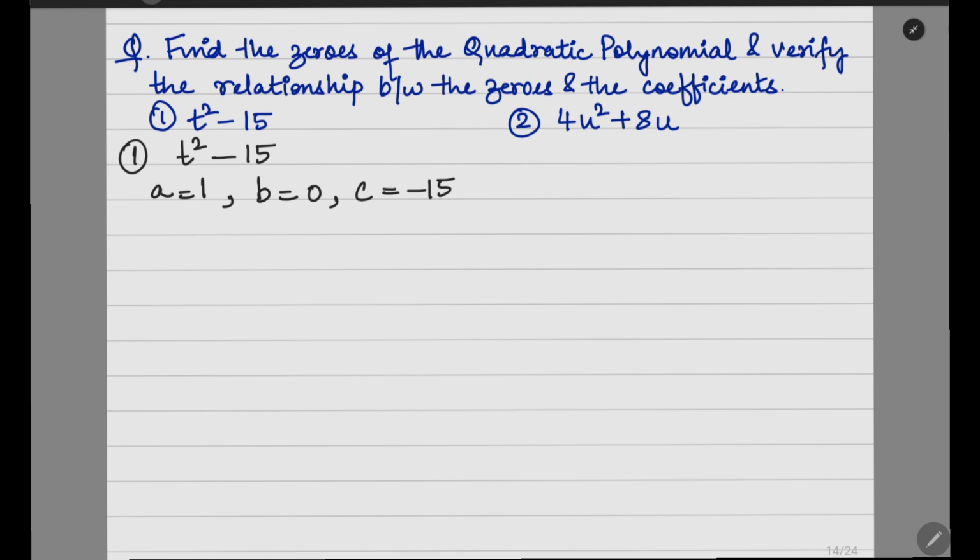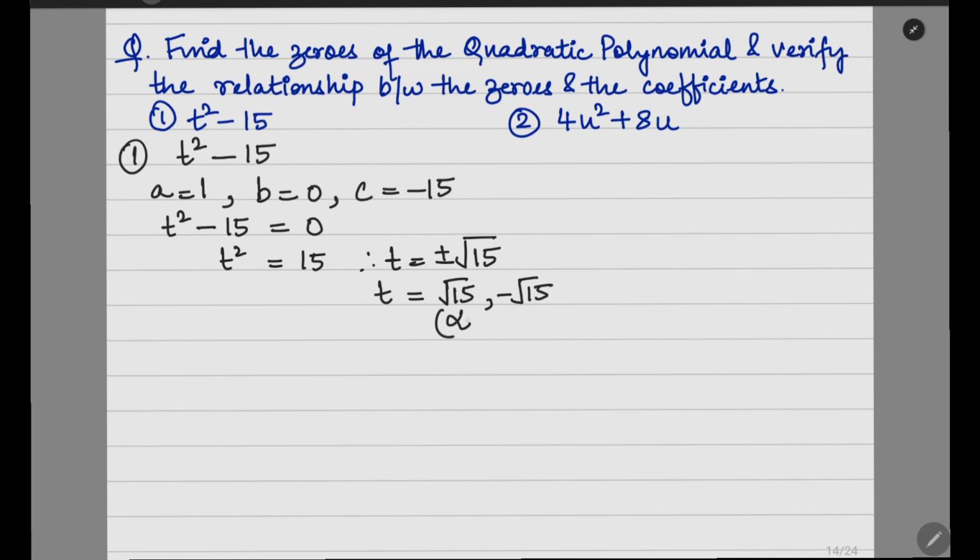Now let us find the zeros. In order to find the zeros, we will just equate the given polynomial to 0. So t square is nothing but 15, and therefore t is nothing but plus or minus root of 15. If you have to remove the square, you have to take the square root on both sides. So what are the two zeros? One is plus root 15, the other one is minus root 15. One is alpha, the other one is beta.